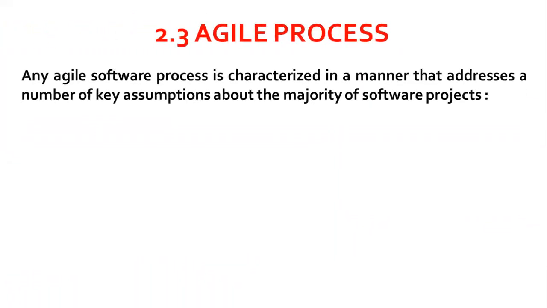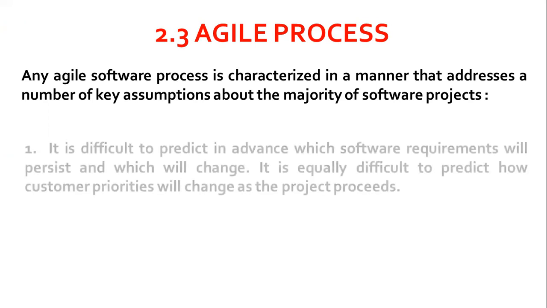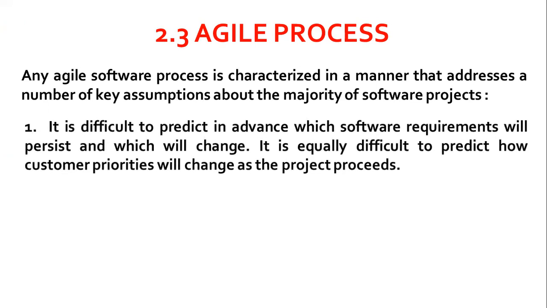Now here, let us see what an Agile process is. An Agile software process is characterized in a manner that addresses a number of key assumptions about the majority of software projects. It is difficult to predict in advance which software requirements will persist and which will change. And it is equally difficult to predict how customer priorities will change as the project proceeds.